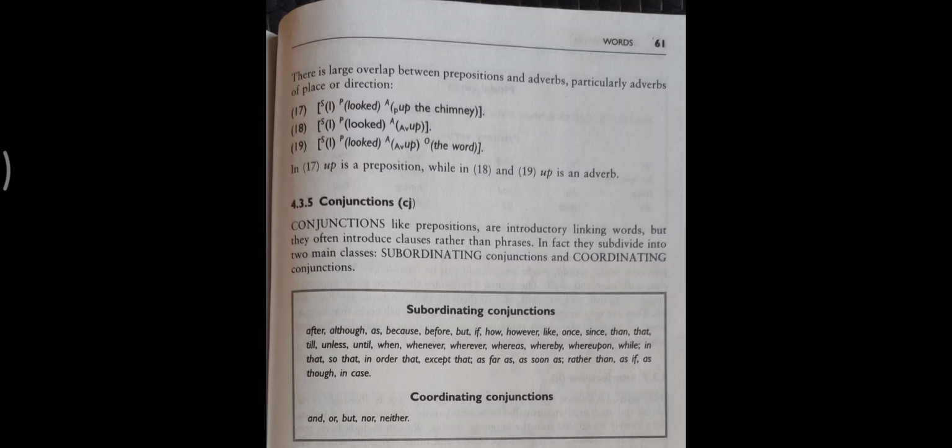So like this we have the list of subordinating conjunctions: after, although, as, because, and the different variety that we see: when, wherever, whereas, whereby, whereupon, while, that, so that, in order that, except that, as far as, as soon as, rather than, as if. So we have this type.